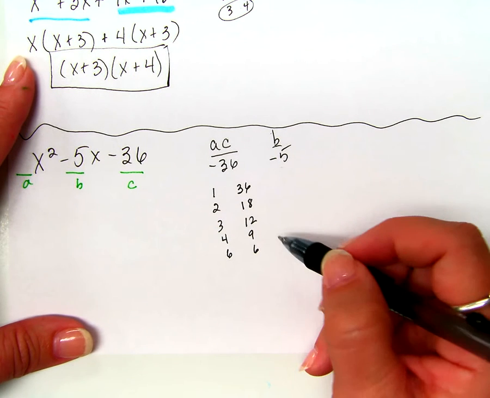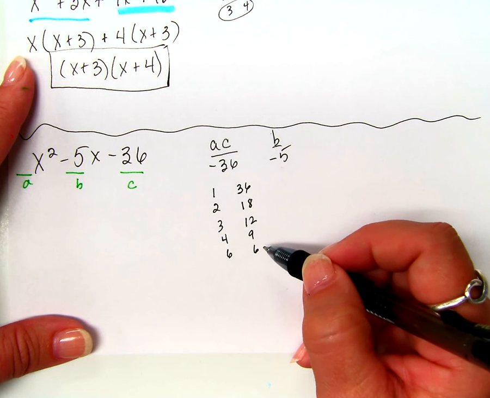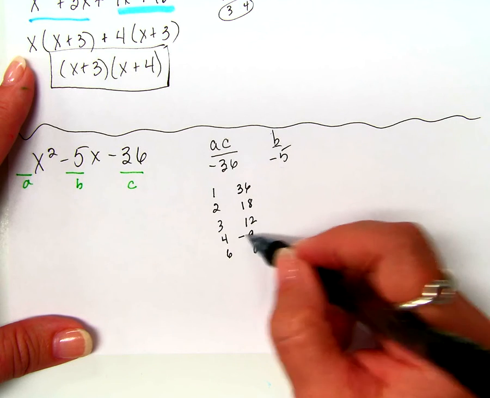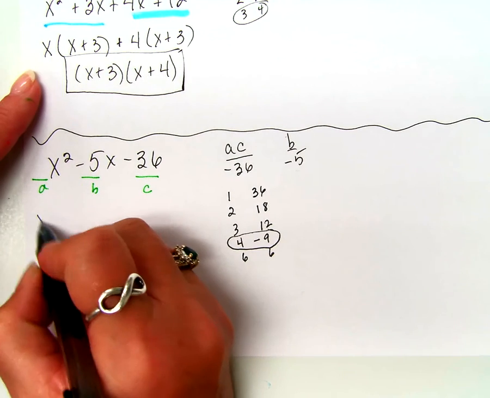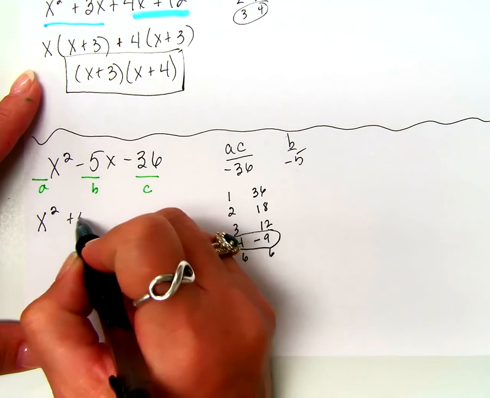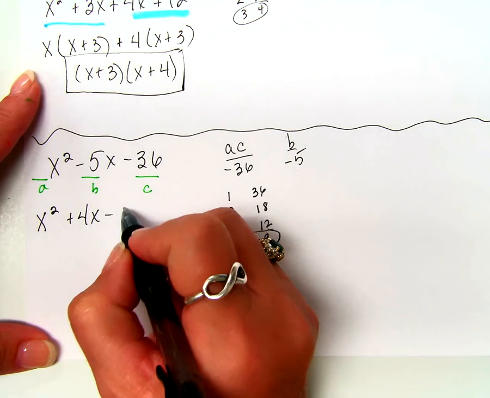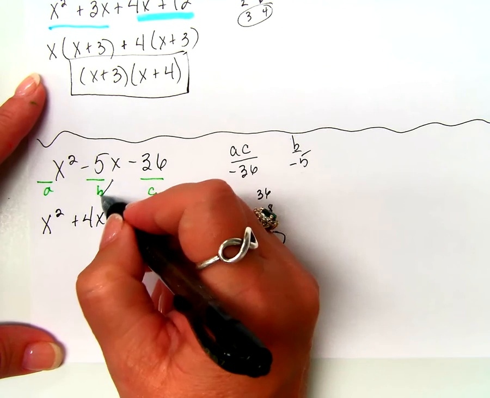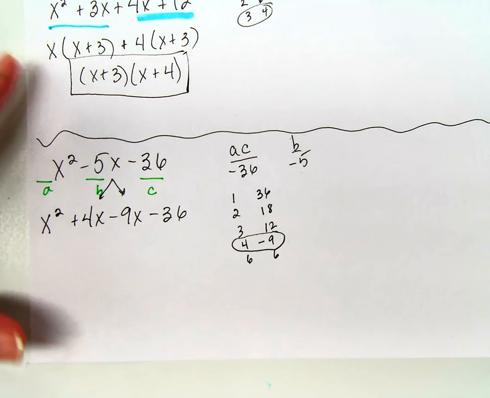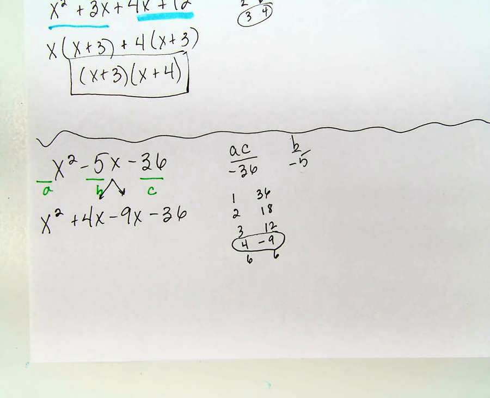What kind of 4 and 9? 4 and negative 9, right? That's what I need to split my middle term into. X squared plus 4x minus 9x minus 36. All I did was split my middle term into two parts. But very specific two parts because I know they're going to work, right?